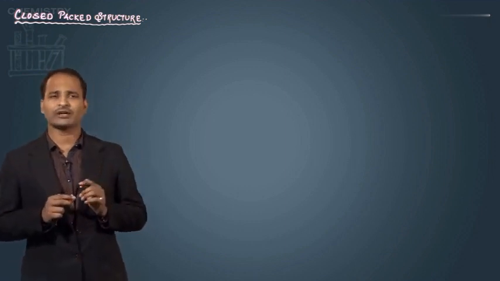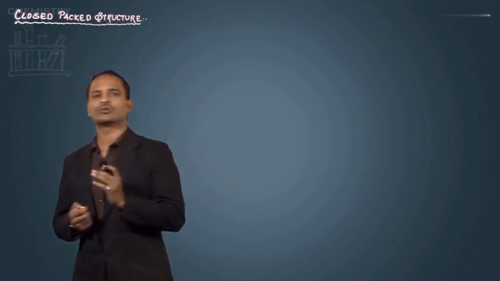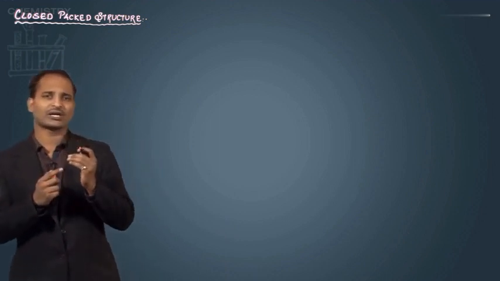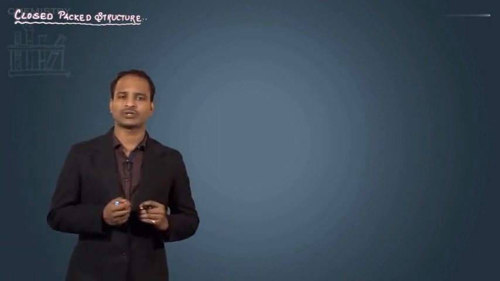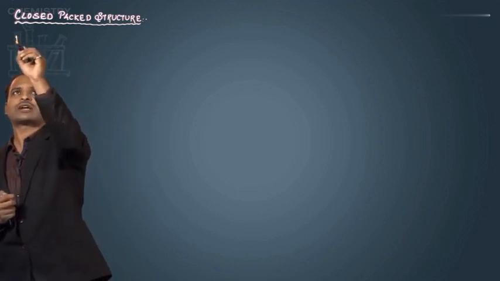So in a solid we have actually the three-dimensional packing. All the particles are arranged in a three-dimensional way. But to understand that three-dimensional packing, we should know the one-dimensional and two-dimensional arrangement. So let's start with the first one, that is the one-dimensional packing.